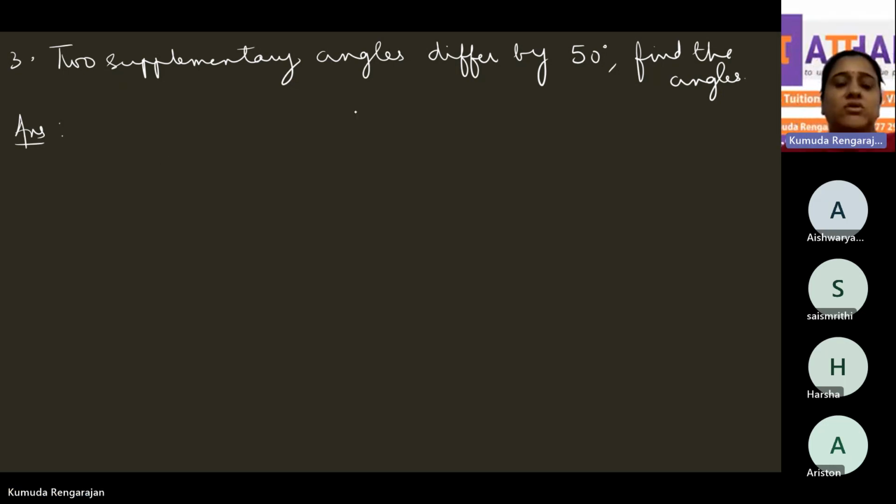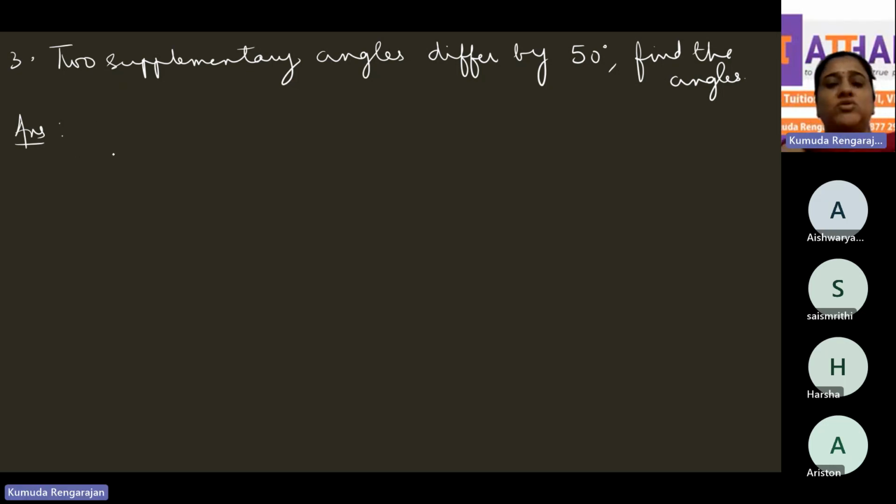Okay. So here the two angles are supplementary and they differ by 50 degrees. How do you assume the angles, children? 180 minus x. Okay. Then equation. Very good. Correct. Perfect.